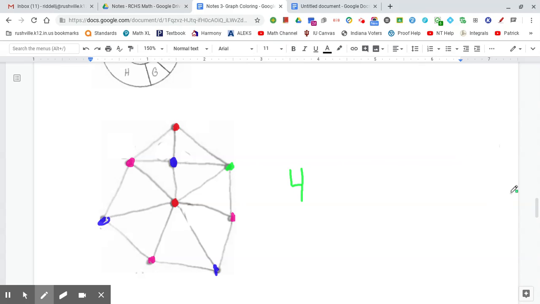All right, now we could keep going and do several more examples, but there are mathematicians that have already figured out graph theory. Okay, they've already come to some conclusions. And one conclusion that they came up with is what's called the 4-color theorem.